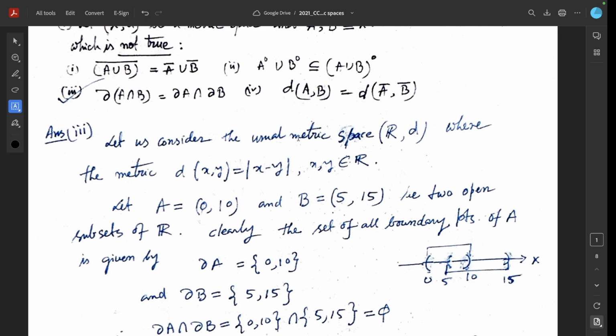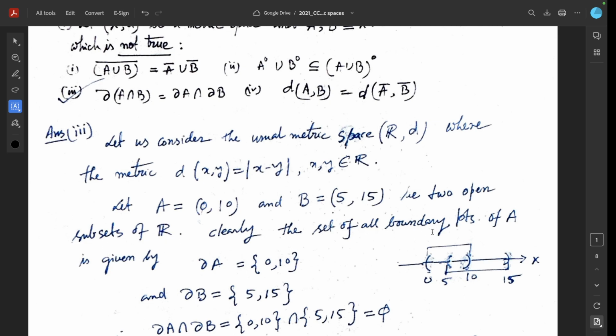Let us consider the usual metric space (R, d), where d(x, y) equals the modulus of x minus y, where x, y belong to the set of real numbers R. Let A equal the open interval (0, 10) and B the open interval (5, 15). These are two open subsets of R.